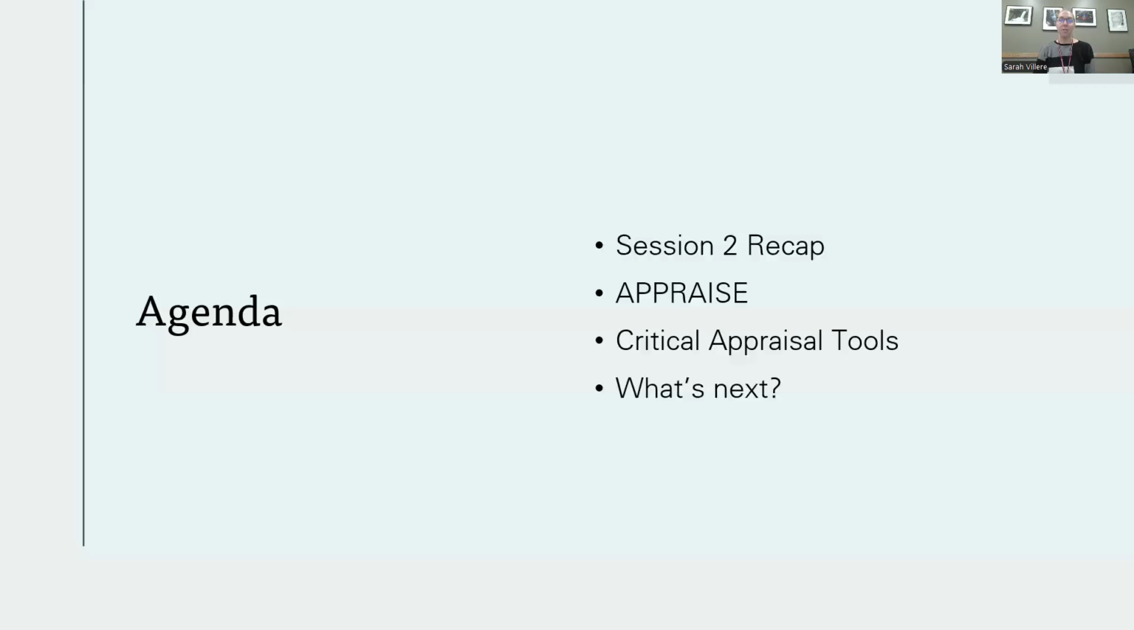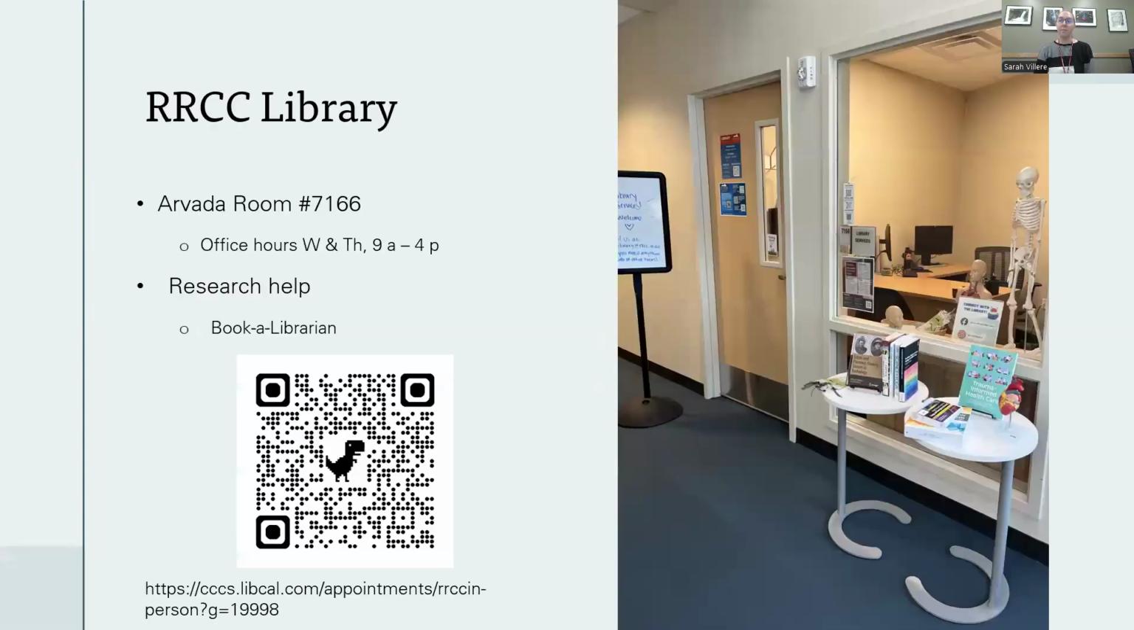So here's our agenda for today. I'm going to first provide a recap of what we covered in session 2. Then we'll talk about appraise, including how to assess the validity, reliability, and relevancy of a study. We'll go through some of the critical appraisal tools that can be really useful when you start to do this on your own. And then we'll discuss what comes next.